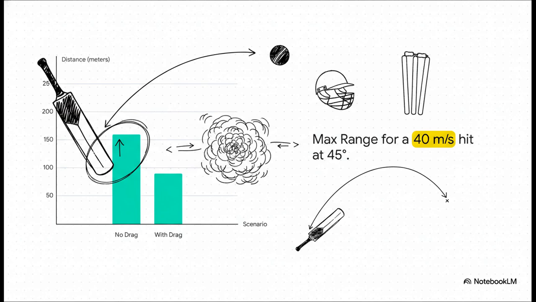It's staggering. Okay, so you hit the ball at the same speed, same angle. In a perfect vacuum, that ball is flying a whopping 160 meters. But in the real world, with air drag, it only goes about 90 meters. Air drag literally chops the distance of a monster hit almost in half.